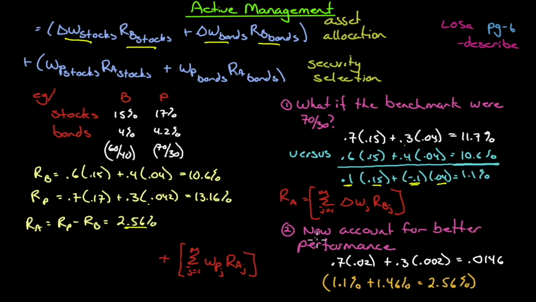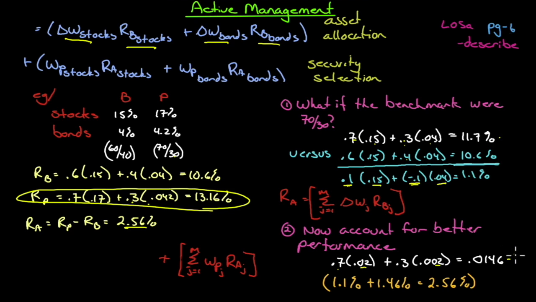All right. Now let's account for better performance. Here what we did was we weighted it the same way as the portfolio, 70-30, 70-30. But we only did 0.15 and 0.04. We're leaving out the extra 2% here and the extra 0.02. Once we add those in, we will have this whole term right here. Because we've got 0.7 times 0.15, we've already considered that. So let's just consider the difference, 0.7 times 0.02. And we have our 0.3, but we've already considered 0.04. Let's just consider the difference, 0.002.